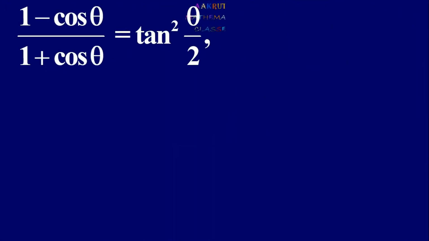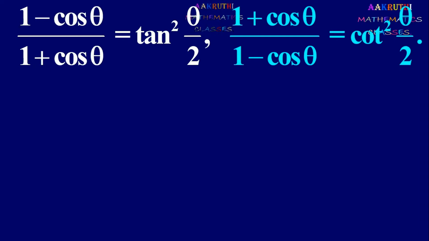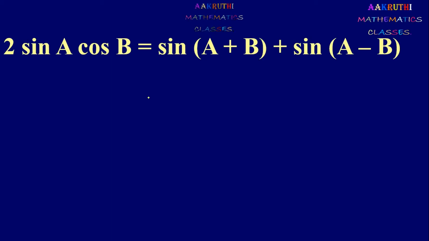So next it is 1 minus cos theta by 1 plus cos theta. So we know that 1 minus cos theta is 2 sin square theta by 2 and 1 plus cos theta is 2 cos square theta by 2. Combining that we get 1 minus cos theta by 1 plus cos theta is tan square theta by 2. In the same way we get 1 plus cos theta by 1 minus cos theta. 1 plus cos theta is 2 cos square theta by 2 and 1 minus cos theta is 2 sin square theta by 2. So combining that we get 1 plus cos theta by 1 minus cos theta is cot square theta by 2. So next it is transformation formulas.